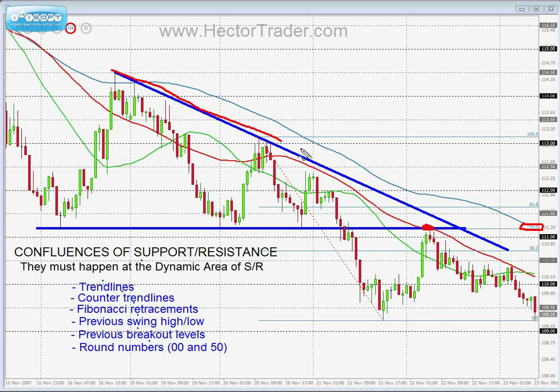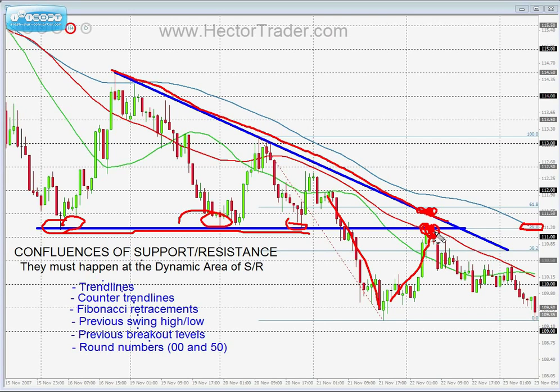The trend line, well, not quite there. It's actually about 30-40 pips above there. Markets are not perfect, but in any case, this is not that close. So we cannot really count the trend line within this confluence. It's a little bit too far away, in my opinion. What we do have indeed is the previous breakout level. The previous triple bottom broken. Once broken, former support becomes resistance.